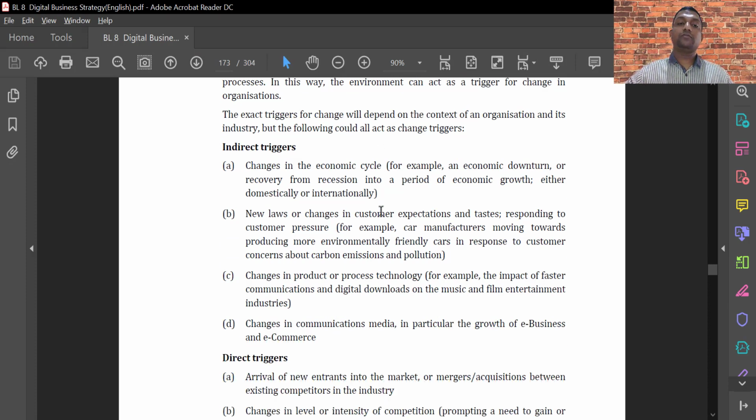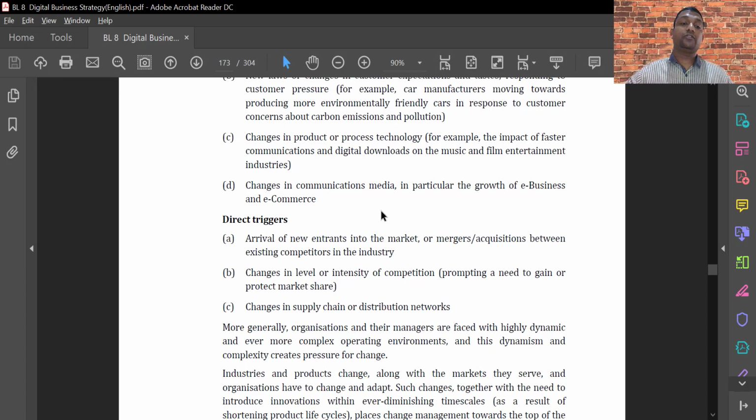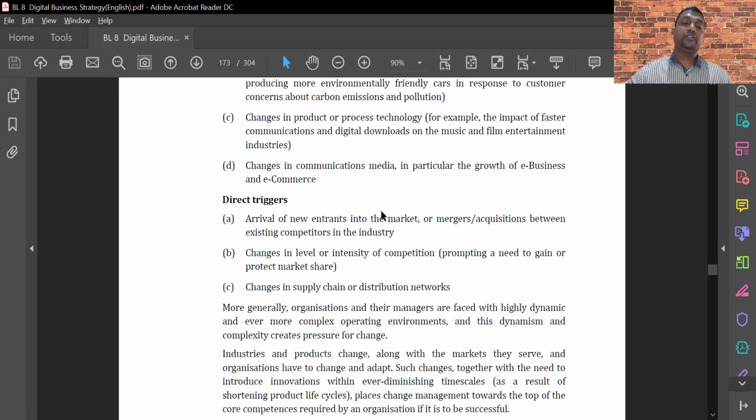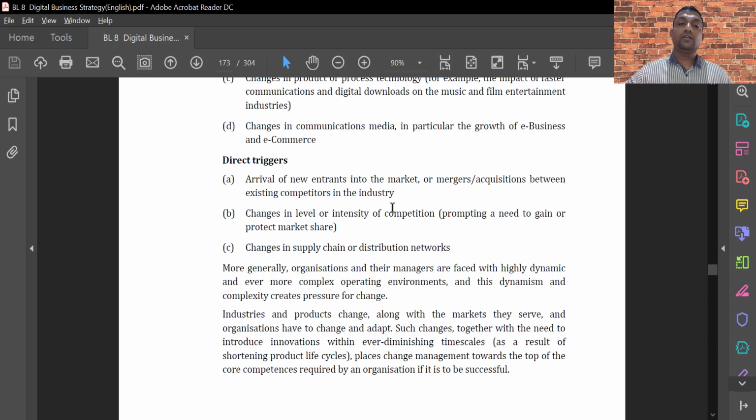Right, so we have indirect triggers and direct triggers. First we'll look at the direct triggers. Arrival of new entrants into the market, mergers, acquisitions, and between existing competitors in the industry. For an organization, it can be a direct trigger or influence if a new player, a new organization, enters into your same market. So it will be a direct trigger to you as an organization.